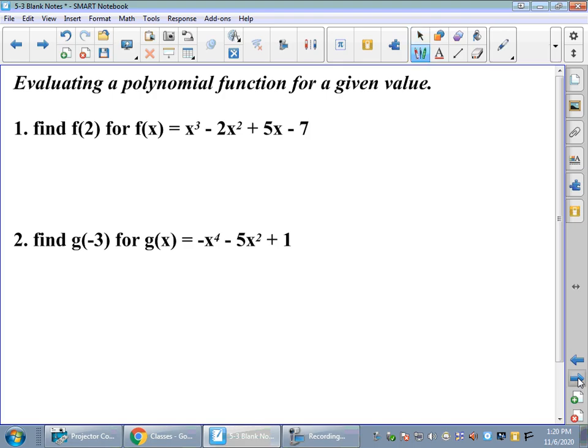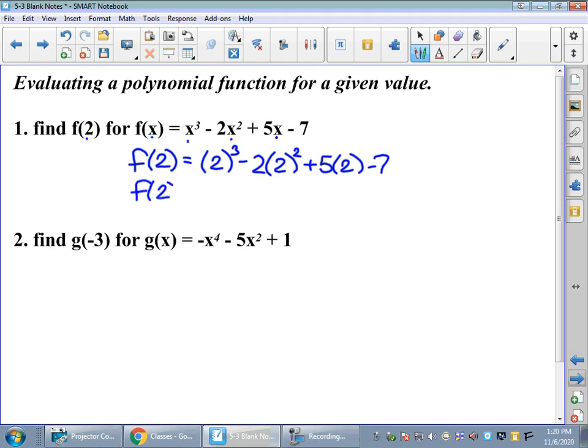So when it says find f of 2, they're replacing the x value for the function in f of x function for 2. So basically they want you to calculate this when the x value is 2. So we write f of 2, the function evaluated for 2 is 2 cubed minus 2 times 2 squared plus 5 times 2 minus 7. Use parentheses, slow down, trust your mental math, and then maybe use your calculator.